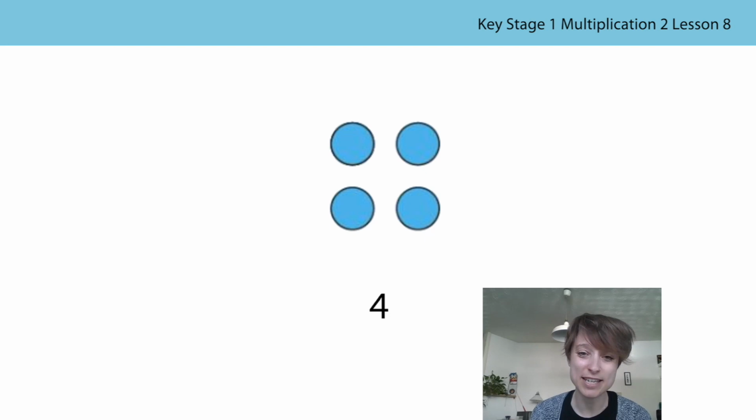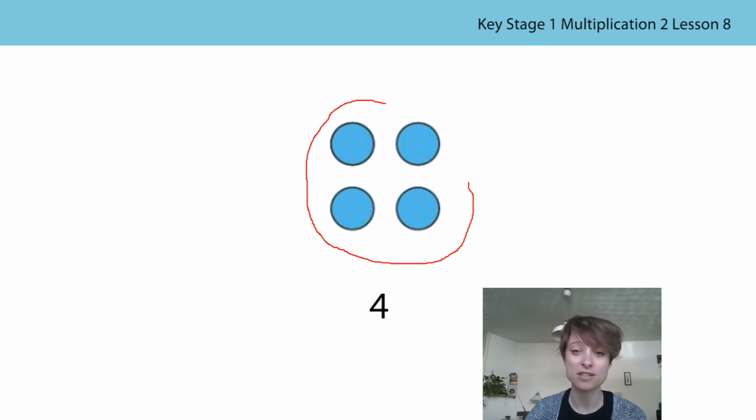Let's think carefully about that number 4. What do you think the 4 represents in this picture? The 4 represents how many counters there are in each group. So what does that tell you about the number of groups? There are 4 counters in each group, so that must mean that there is 1 group. And I'm going to show you how that can be represented. So I'm going to draw my 1 circle, making 1 group around my 4 blue counters.